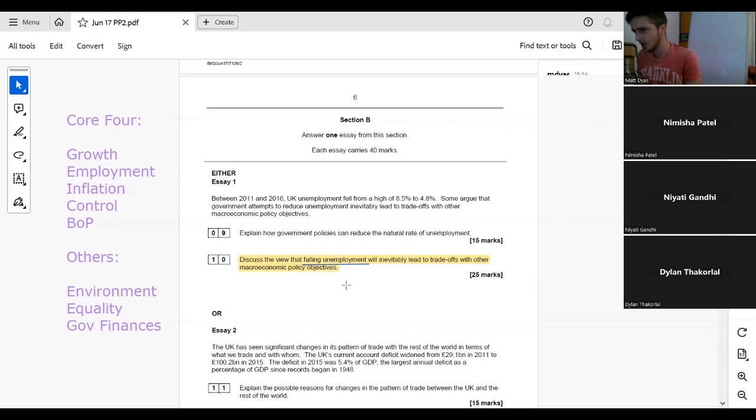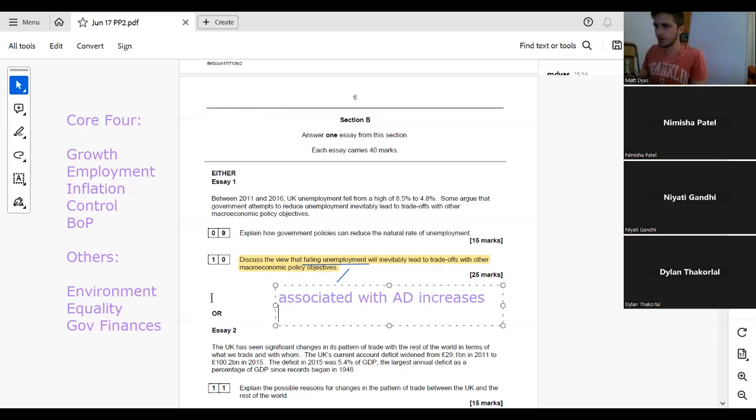So we have very straightforwardly that falling unemployment is going to be associated with AD increases. Not only, but this is just how I'm going to link it in here. So there are also aggregate supply causes of unemployment, and therefore aggregate supply causes of reduced unemployment. But I want to keep it simple, so we're just going to focus on AD increasing. Then the next question is, what macro objectives might trade off with this? And again, we want at least 2 points.